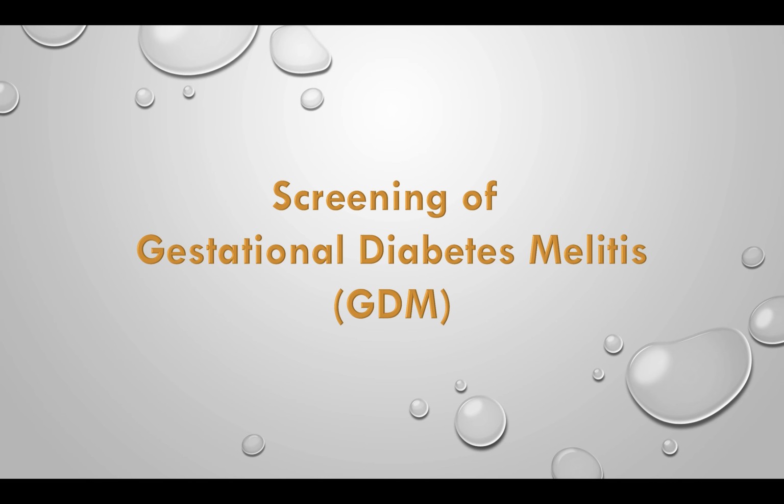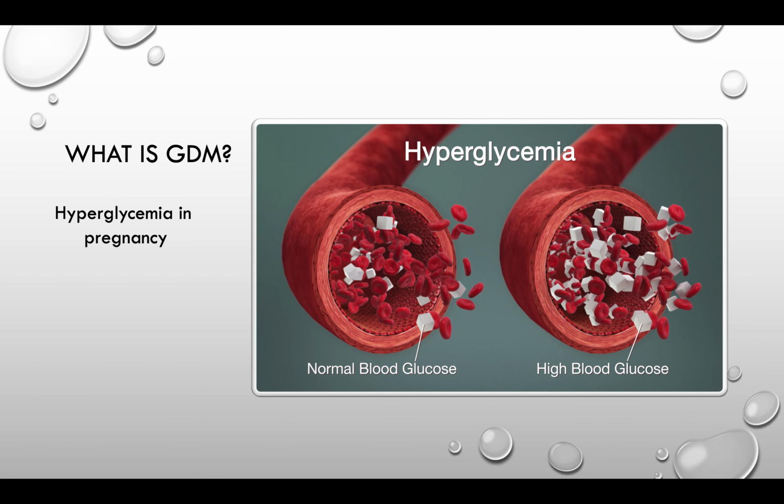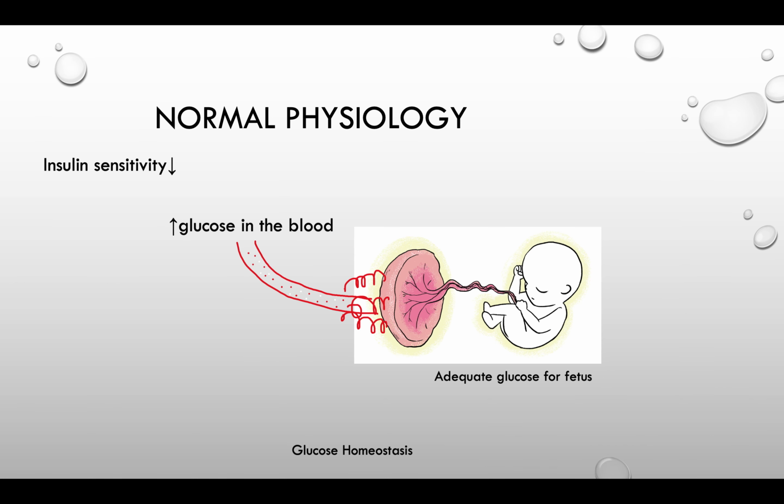This is a PowerPoint presentation on the screening of Gestational Diabetes Mellitus, or GDM. What is GDM? Well, in its super simplest form, it's hyperglycemia in pregnancy. What's the normal physiology of pregnancy?